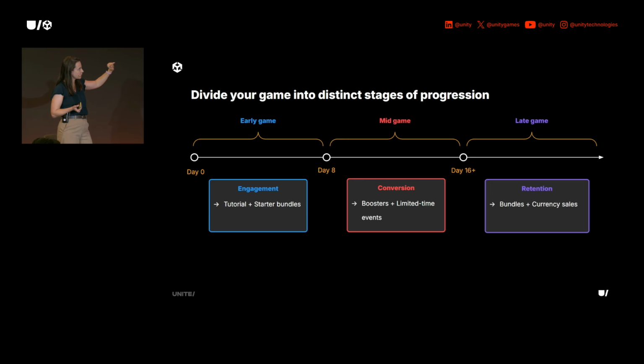The second stage is the mid-game. That is the stage when it's about conversion. That's the money time, if you will.